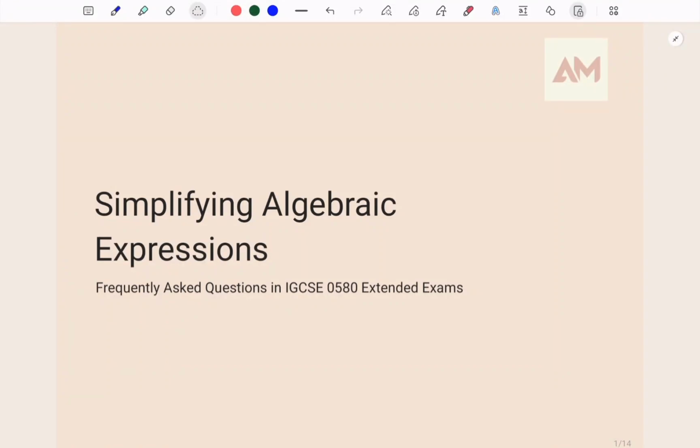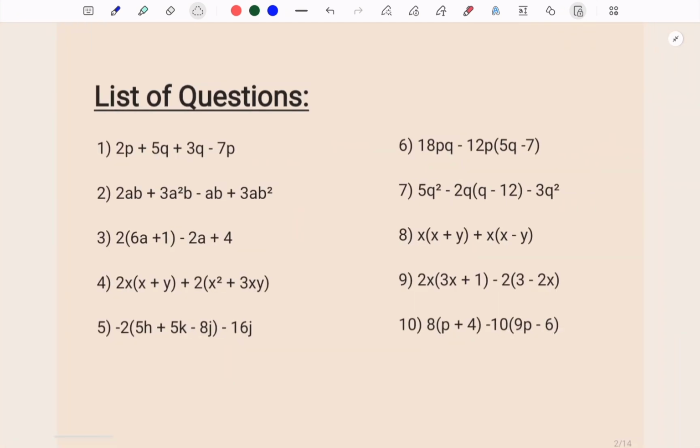Hello everyone. In this video, we will be solving some frequently asked questions in IGCSE Mathematics examination regarding algebraic expressions. I will show every step clearly, especially how to open brackets and handle signs, because this is where most students lose marks. So this is the list of questions that we will be solving in this video.